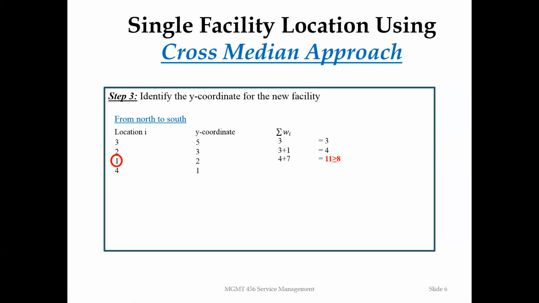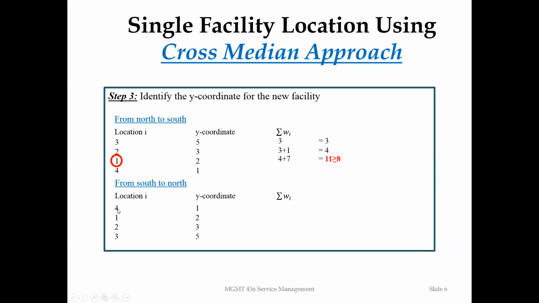Similarly, we can do the other direction. So we're going from south to north. If you recall, the sequence from south to north is basically the opposite. The first city, if you're going from south to north, is 4, and then 1, then 2, and then 3. So what is the y coordinate for the 4 different cities? The y coordinate for city 4 is 1. The y coordinate for city 1 is 2. The y coordinate for city 2 is 3. The y coordinate for city 3 is 5. And we keep adding all the weights.